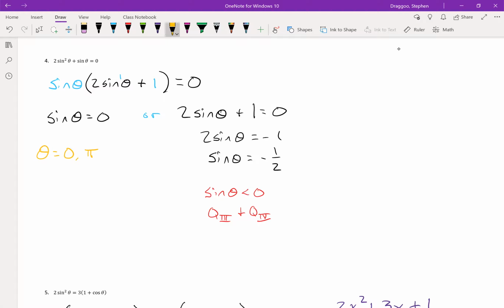Solving the other side, I had 2 sine theta plus 1 is 0, which means sine of theta must be equal to -1/2, which puts me either in quadrant 3 or 4. So I'll get a couple of solutions here. These are angles that have a reference angle of pi over 6. So this will be 7 pi over 6 or 11 pi over 6.